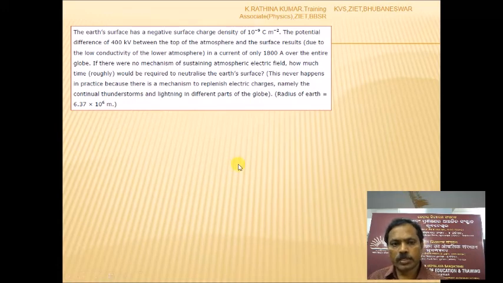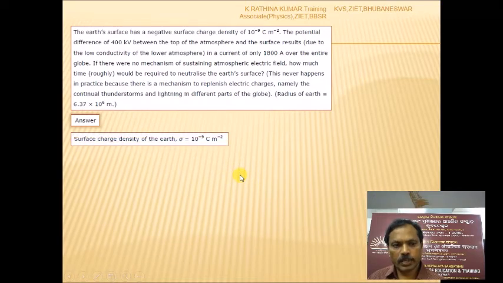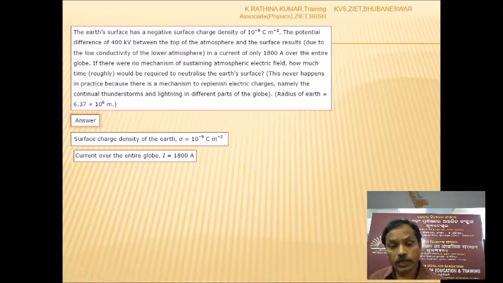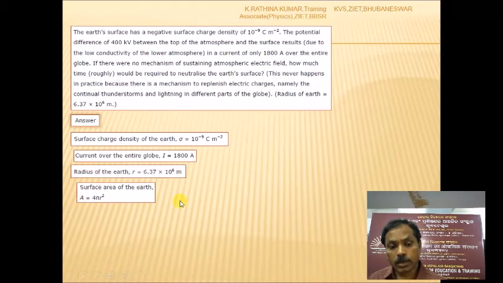The radius of the Earth is 6.37 into 10 power 6 meter. The answer: the surface charge density of the Earth, sigma, is 10 power minus 9 coulomb per meter square. Then the current over the entire globe is I is equal to 1800 ampere. The surface area of the Earth is 4 pi r square. The radius of the Earth is given, r is equal to 6.37 into 10 power 6, which we already know. On substituting, the area is 4 pi into 6.37 into 10 power 6, the whole square, which gives 5.09 into 10 power 14 meter square.